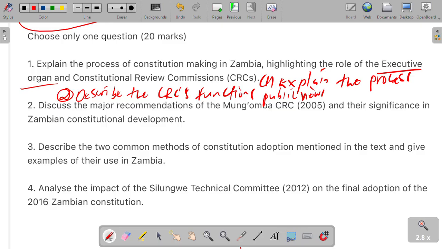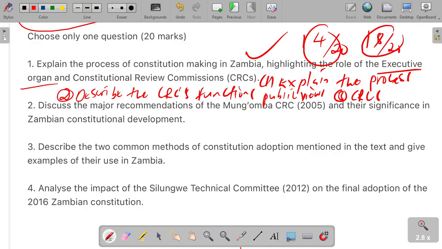Okay? So these are the main points that you're going to focus on. And the third point, as you're answering the first question, you're going to mention the CRC sequences. All those CRCs, you're going to mention the Chona CRC, Mfunga, Mwanakatwe, Mungomba, and their role in shaping the constitution. Then you are done here. You can at least get 14 out of 20. Or if you make sure that you describe them properly, you can get 18 out of 20.